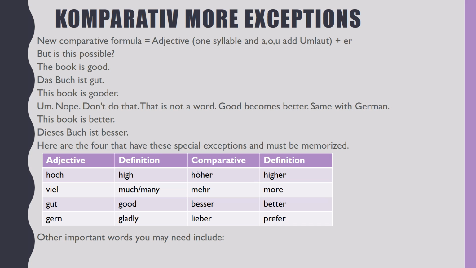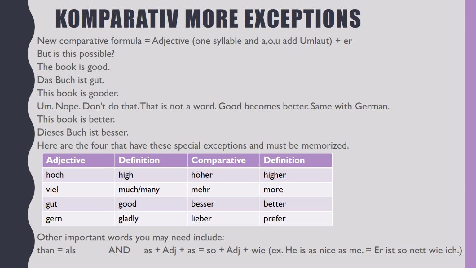Other important words that you may need include: than is als, and as plus adjective plus as is so plus adjective plus wie. An example is, he is as nice as me. In German, this is, er ist so nett wie ich. Note, we say as me. What we really mean is as I am. It's an English problem here. Is nominative. That means whatever you're comparing to is also going to be nominative. That's why it's ich and not mich.